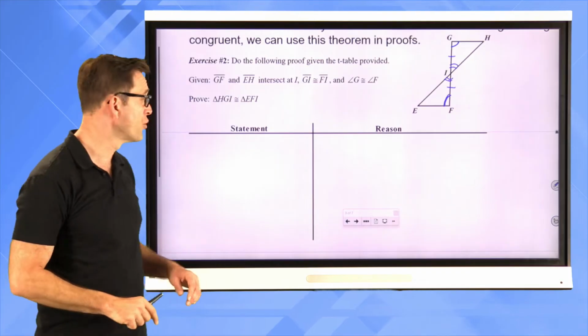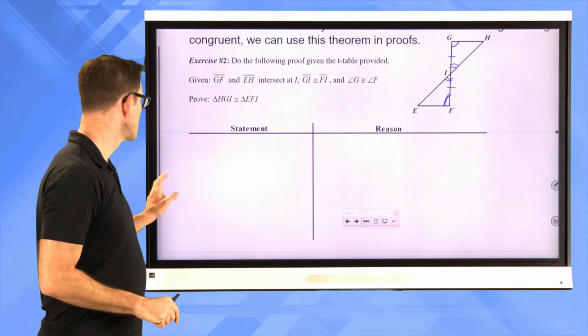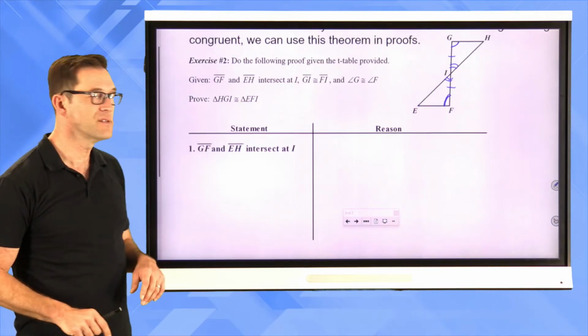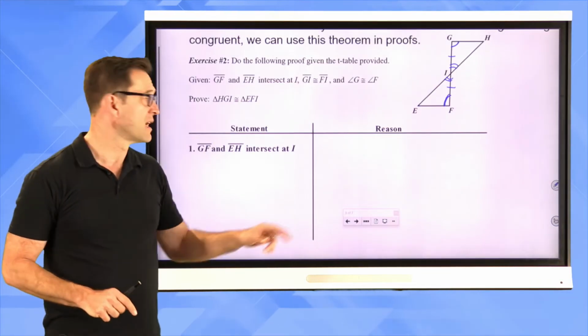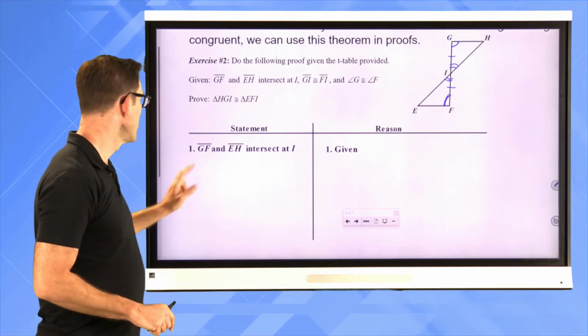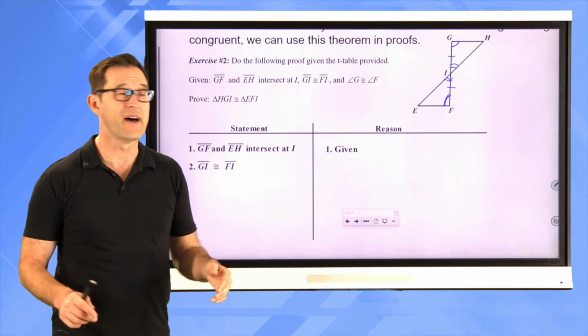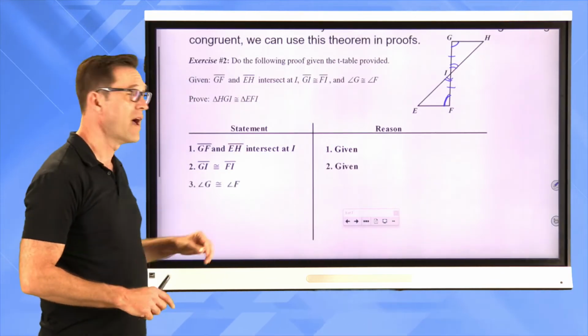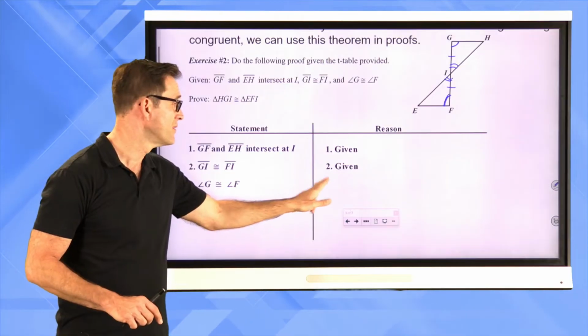So let's write up the proof. It's pretty simple. Let's start with our givens. GF and EH intersect at I. Simple enough. Given. Right? Let's get our next given out. GI is congruent to FI, given. And our final given. Angle G is congruent to angle F, given.